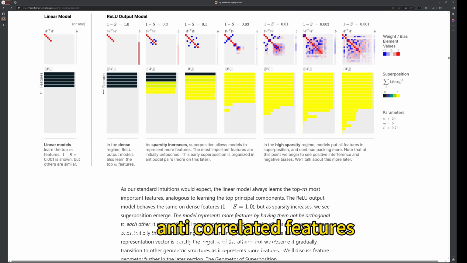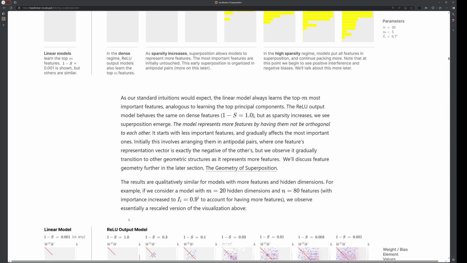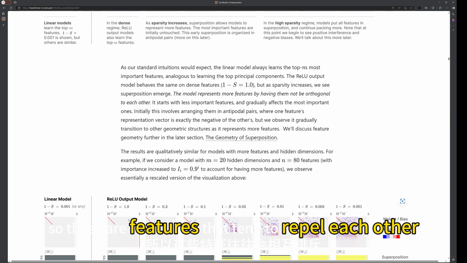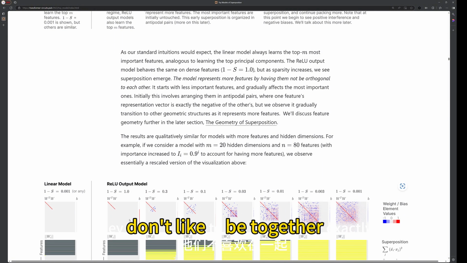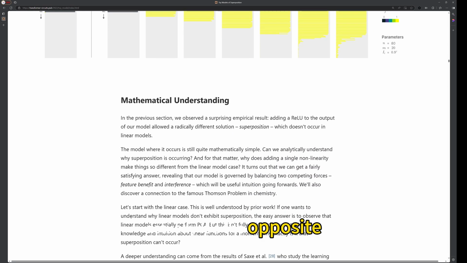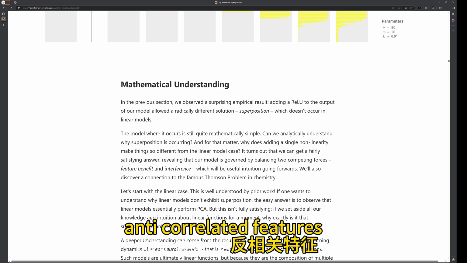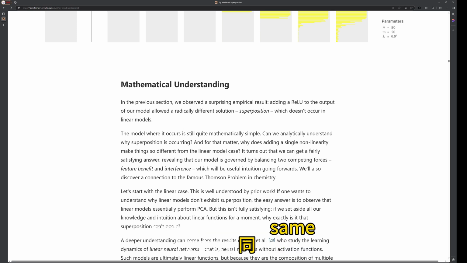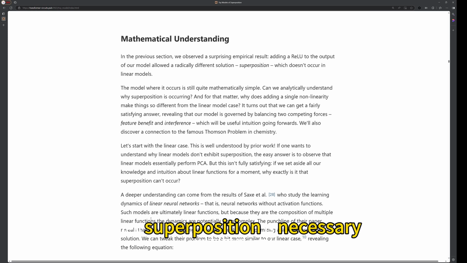What about anti-correlated features then? Those are features that tend to repel each other. They don't like to be together. Exactly. So do they get their own separate spaces too? Actually, it's the opposite. Oh, really? Anti-correlated features actually prefer to be in the same Tegum factor when superposition is necessary.